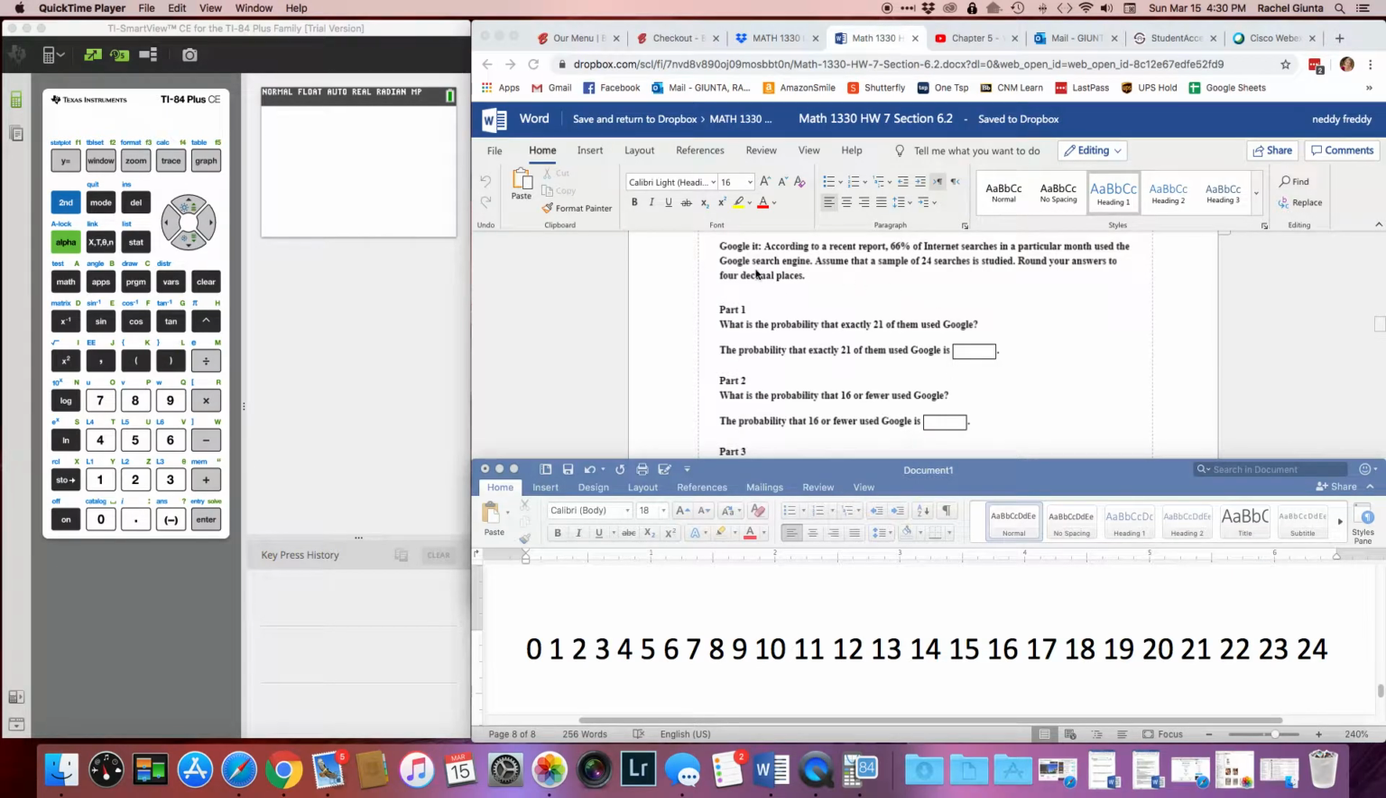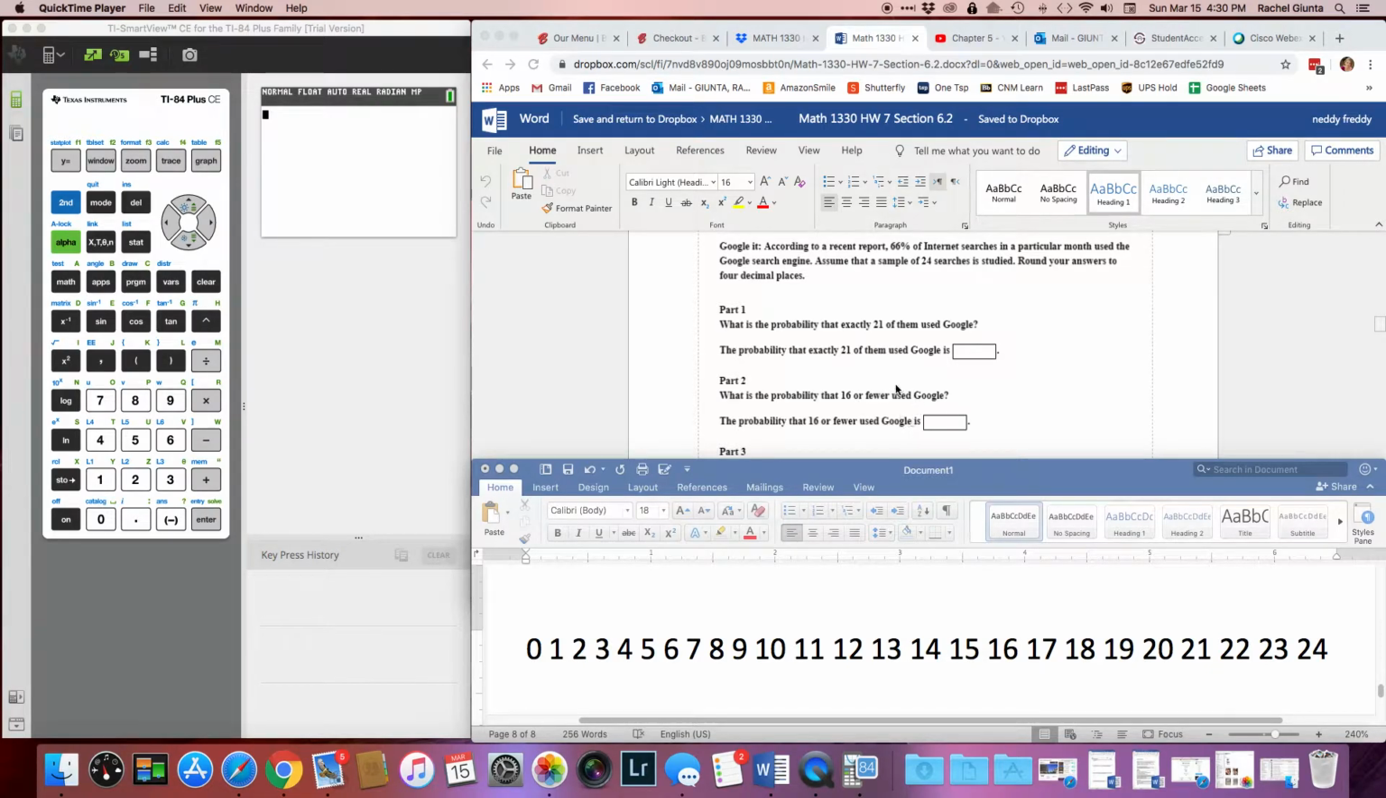So here the situation is, according to a recent report, 66% of internet searches in a particular month use the Google search engine. Assume that a sample of 24 searches is studied, and in the first part of this, you would refer to example 1. This is if there's exactly 21 of them. We're going to move down to part 2. What is the probability that 16 or fewer used Google?